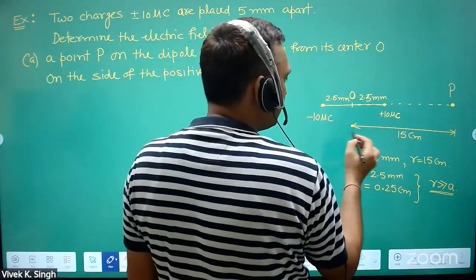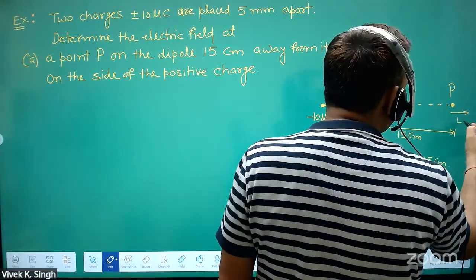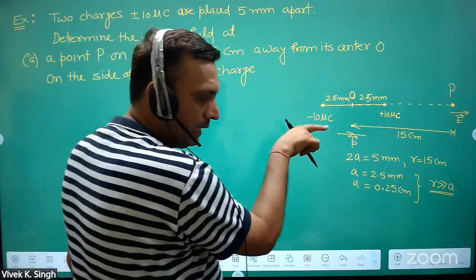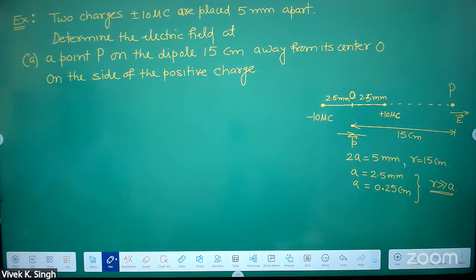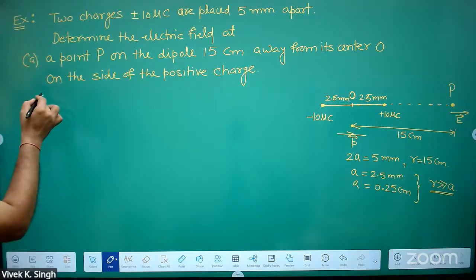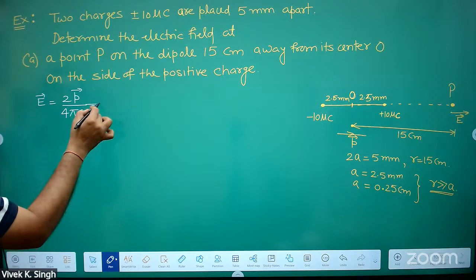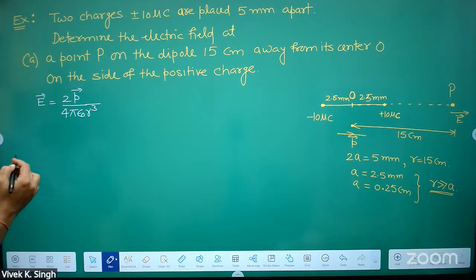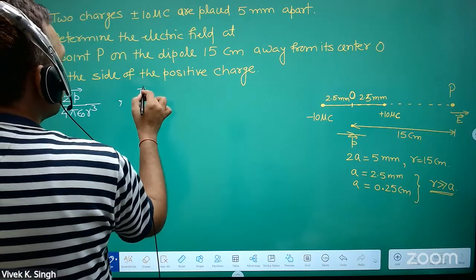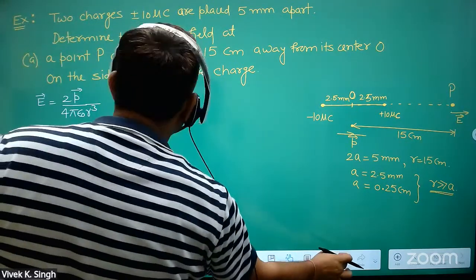So what will be the direction? This is the direction of the dipole moment. At this point, the electric field will be in the direction of the dipole. That result we have discussed. And what will be the magnitude? The magnitude of the field is given by E is 2p by 4 pi epsilon naught r cube. What will be the dipole moment? Let's write the magnitude of the dipole moment. p is q into 2a.